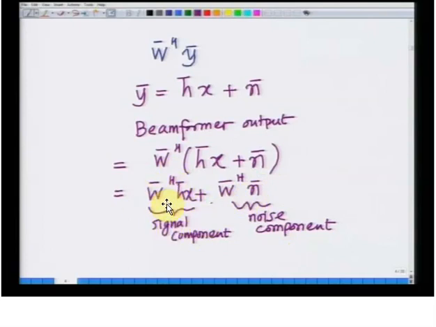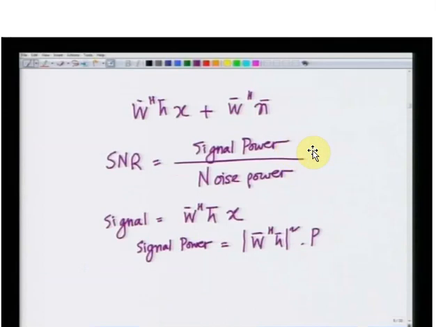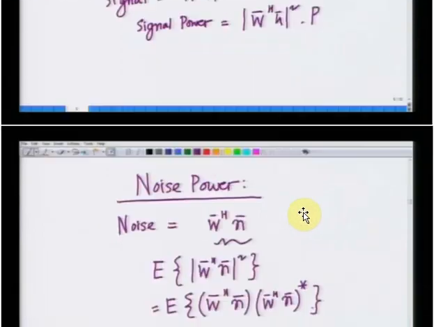From the signal component, we can calculate the received signal power, and from the combined noise component we can find the combined noise power in terms of beamforming vectors. So SNR is given by the signal power to the noise power. The signal power is given by the norm of W bar Hermitian h bar squared, multiplied with the signal power.